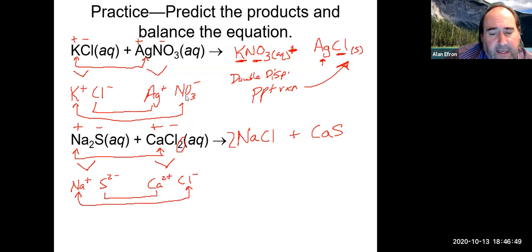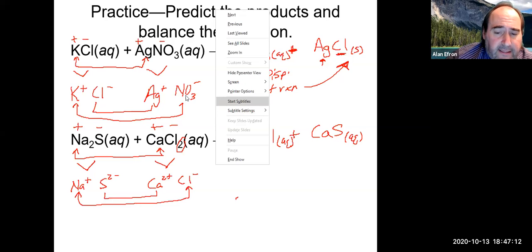And lastly here, we would look at some states. So sodium is soluble in everything. So that is going to be aqueous. And our calcium sulfide is also soluble in everything. Yes, it would be aqueous as well. Again, sulfur normally insoluble, but in the case of calcium, becomes soluble.